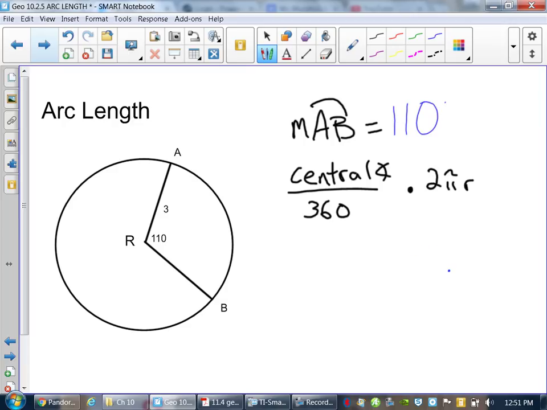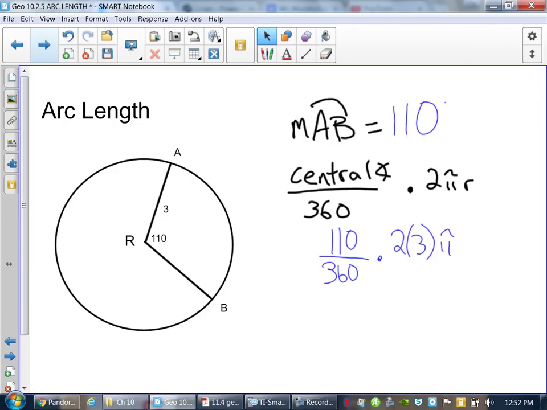And now it's just a matter of filling in the blanks for the rest of it. To get to the arc length, what I need to worry about is putting the central angle over 360 and multiplying it by the circumference: 2 times 3 times pi. Now, all you need is your calculator and to know how to press the button that creates a fraction. It's very, very hard to do. Yes, very difficult. This is one of the most difficult things you will do all day.